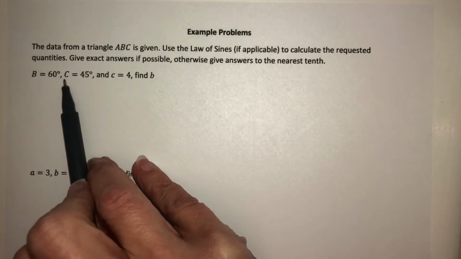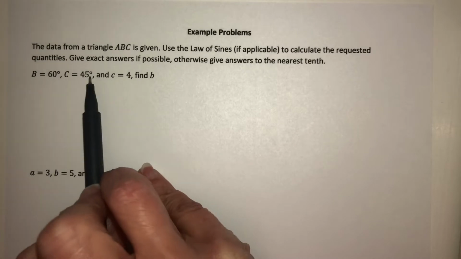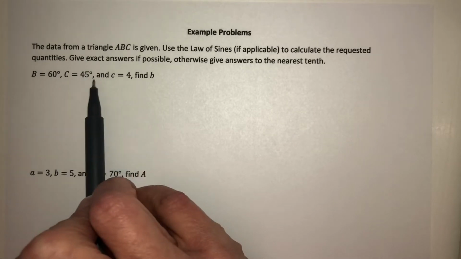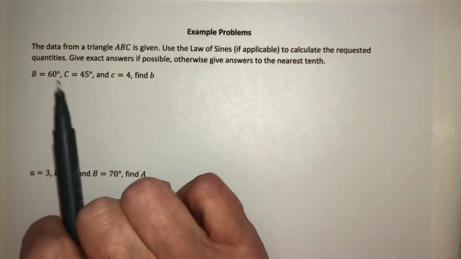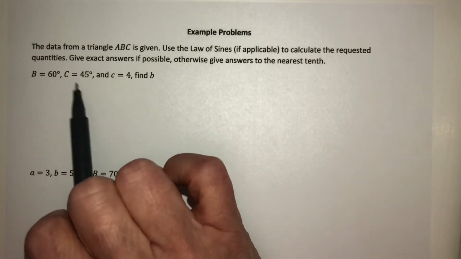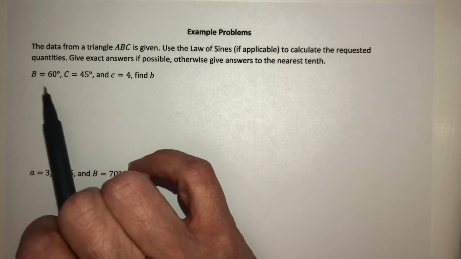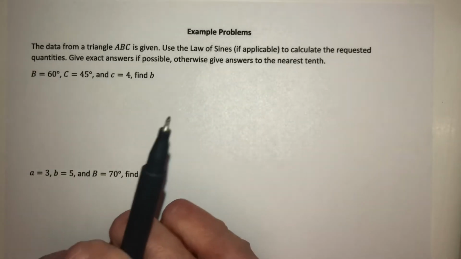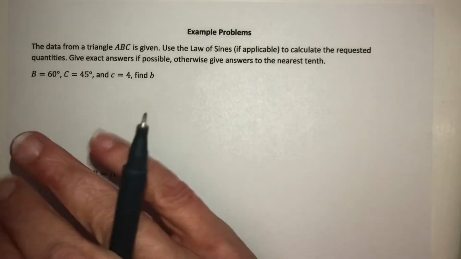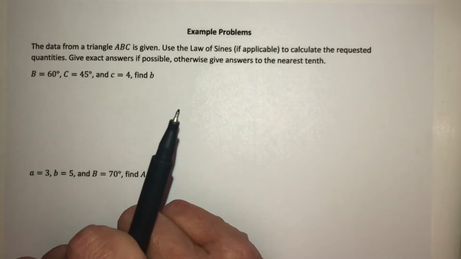So here I have an angle C and a side C. That means I can use law of sines. If I had angle B and a side B, I can use law of sines. Now in this case, because we have two angles, we could easily find angle A and then use it if we had side A as well. But as we're not asked to solve the whole triangle, we don't have to worry about that on this problem.